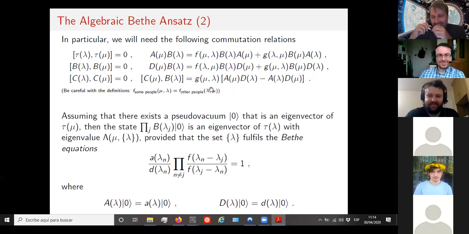Yeah, that's true. So I'm going to assume that this is a pseudo vacuum, and it's an eigenvector of the transfer matrix. Then from that pseudo vacuum, I can construct this state. I apply a stack of B operators on the pseudo vacuum, and it's going to be an eigenvector of the transfer matrix with this eigenvalue, provided that the set of lambdas that I'm using here fulfill the Bethe equations, which all of you know are non-trivial to solve and all that. Where these A and D are the eigenvalues of the operators A and D on the pseudo vacuum.